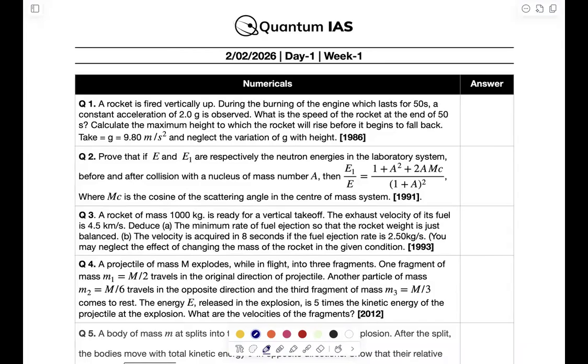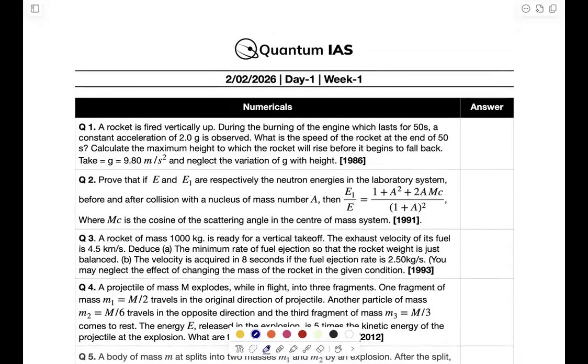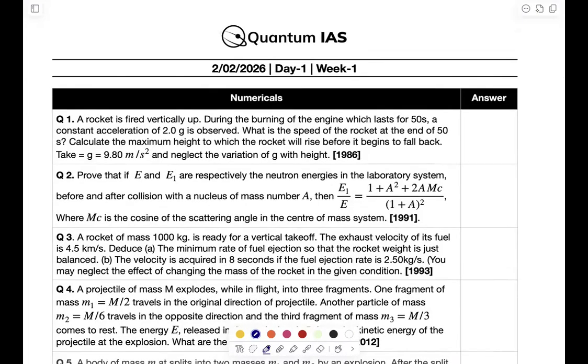Okay, so let's start the first day target. This is given for 2nd February, and let's start with the discussion.